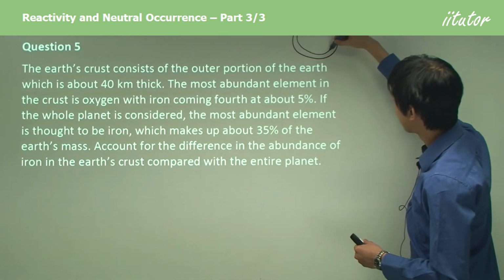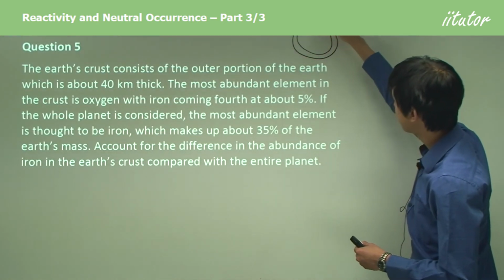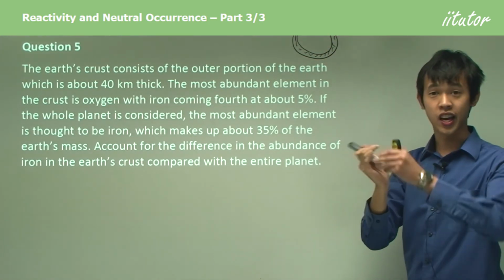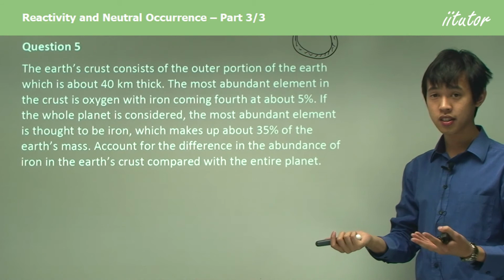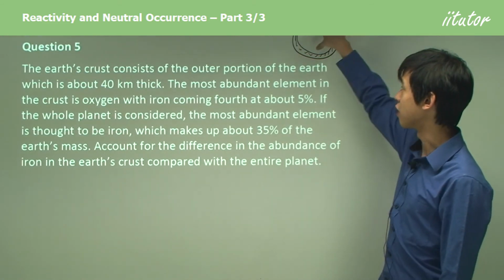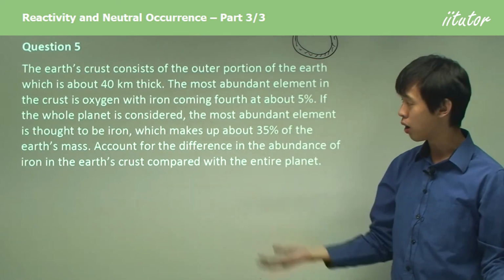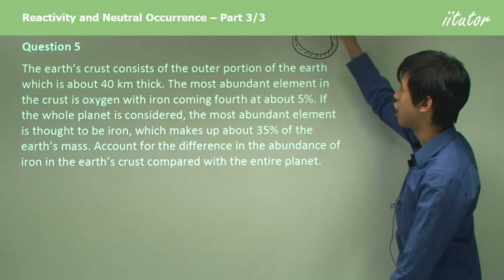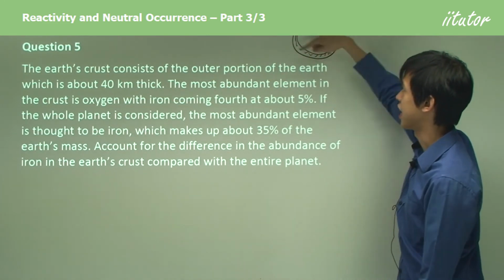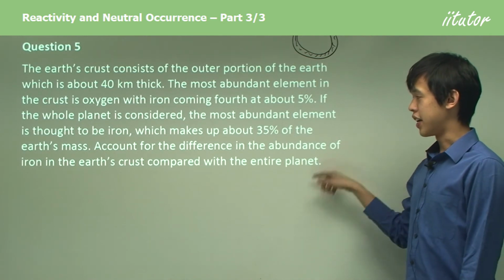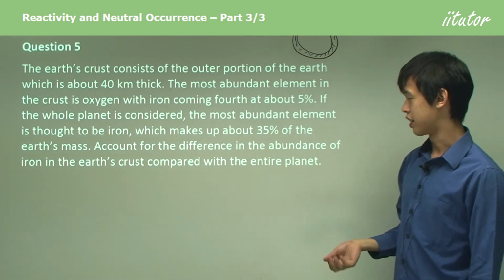There's like this section here, just the first layer of the Earth is the crust. Oxygen is the most abundant element in the crust, but if we look at the Earth as a whole, we think that iron makes up about 35% of this whole circle, not just this annular region here, okay? So account for the difference in the abundance of iron in the Earth's crust compared with the entire planet.